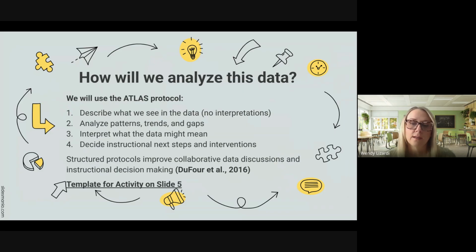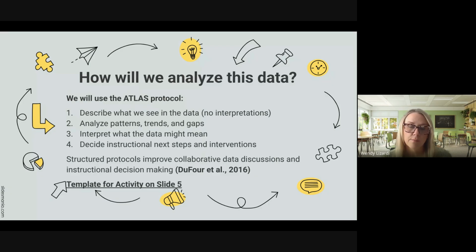How will we analyze this data? So we're all familiar with the Atlas protocol. We've used it before several times. It's a structured process that helps us analyze student data in a collaborative and organized way. So instead of jumping straight to conclusions or solutions, teams are going to describe what we see in the data without making judgment first. Then we will analyze patterns, trends, and gaps, interpret what the data might mean, and then decide instructional next steps and interventions together.